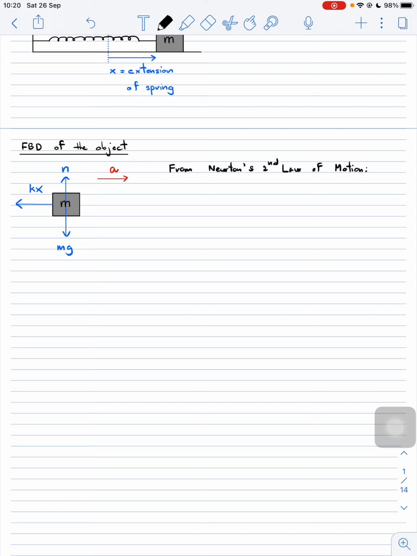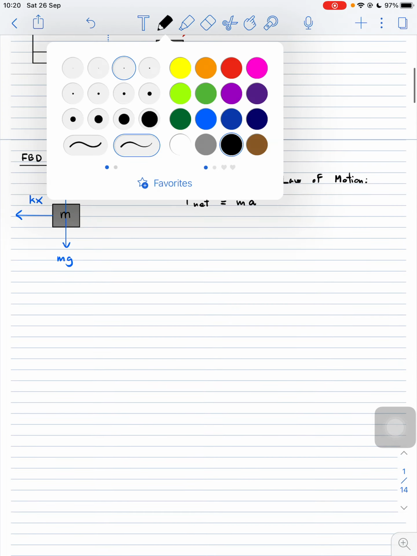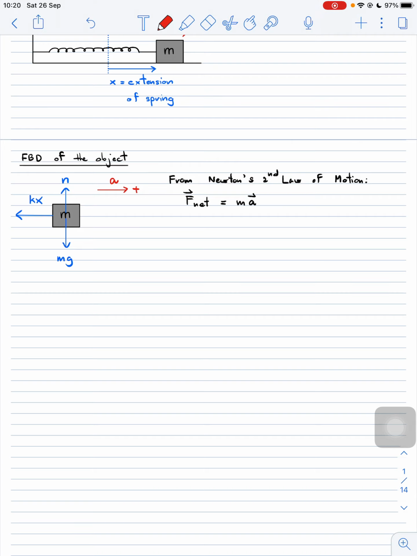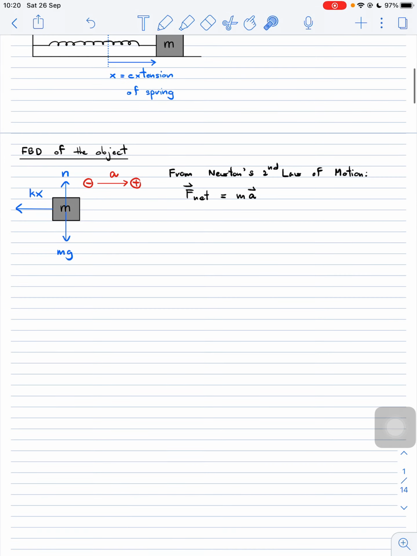Okay, so it said that the net force equals the mass m times the acceleration, right? Now let me define going to the right-hand side as positive, and going to the left-hand side as negative. Considering the vertical components of the force, you can see that the normal force and the mg just cancel out.